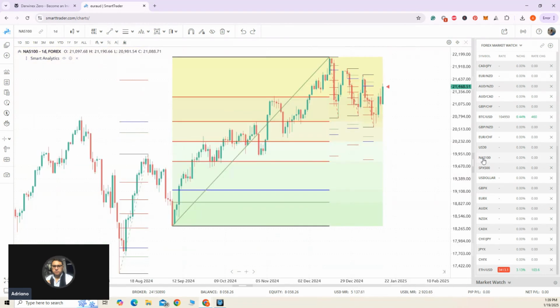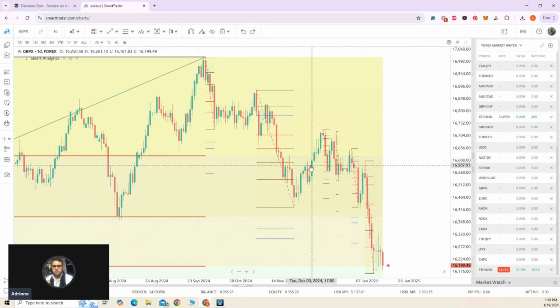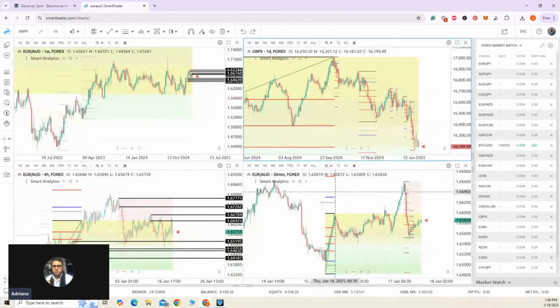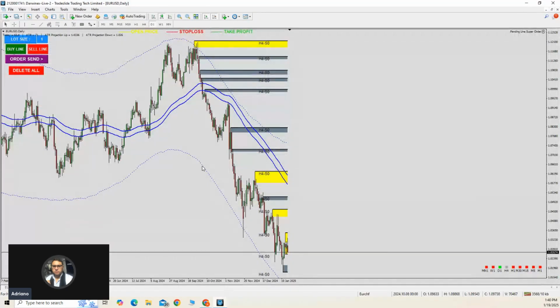You can use that for futures stocks, futures trades, like the pound, the euro. Yeah, you can use that for anything. So now, let me show you how to use this on MetaTrader 4, MetaTrader 5.